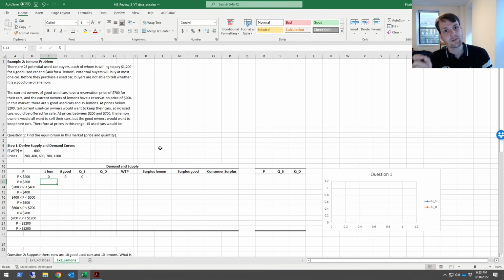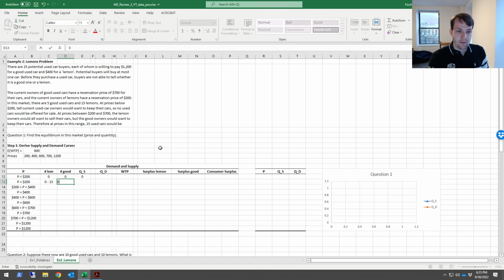At exactly 200, the owners of the lemon cars are indifferent between selling and not selling. So every individual one might sell or not sell and is equally well off. The way we're going to think about this here is that the quantity can be anywhere between 0 and 15, because they're indifferent, so selling or not selling doesn't make a difference. There are 15 of them, so quantity is going to be somewhere in that range. The good quality car sellers are obviously not going to sell because they have no incentive to do so. They still want 700. So the total quantity, again, is going to fall between 0 and 15.